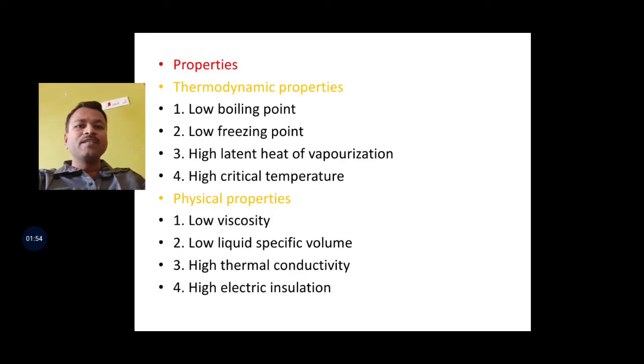Next, what are the properties of refrigerants? Very important. The 6 marks question. What is a refrigerant? Discuss the various properties of refrigerants. We have different properties. First, thermodynamic properties. It should have low boiling point, low freezing point, high latent heat of vaporization, high critical temperature. So these are all thermodynamic properties. Physical properties: low viscosity, low liquid specific volume, high thermal conductivity, high electrical insulation.